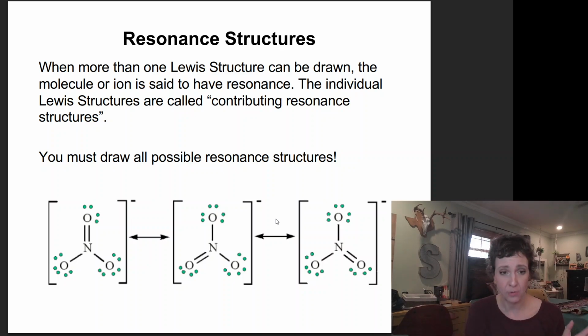So when you reach a point where you're trying to decide, oh my gosh, I need to make a double bond, but they're all the same, you have run into a situation where you will have resonance structures. When more than one Lewis dot structure can be drawn, the molecule or the ion is said to have resonance, where it looks like the double bond is flipping between all of the outside atoms. Each one of these different Lewis dot structures is a contributing resonance structure. So the key thing is, when we do our Lewis dot structure practice, if you run into a situation like this, just draw all of the possible Lewis dot structures for all the possible resonance structures, with little double arrows showing that it resonates between every single one of those bond types.